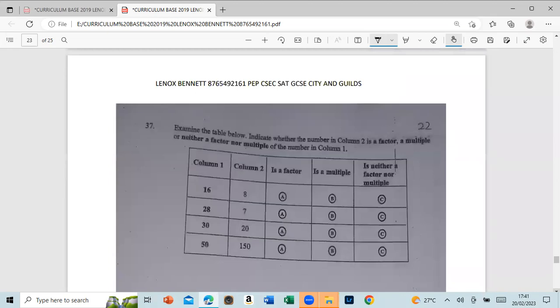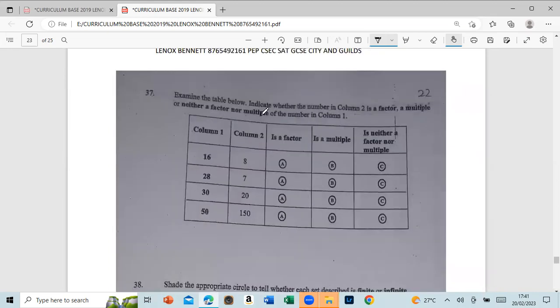Let's move on to 37. Examine the table below. Indicate whether column 2 is a factor or a multiple, or neither a factor nor a multiple of a number in column 1. What in the world? Alright, so examine the table below. Indicate whether column 2 is a factor. Oh, alright, good, we understand.